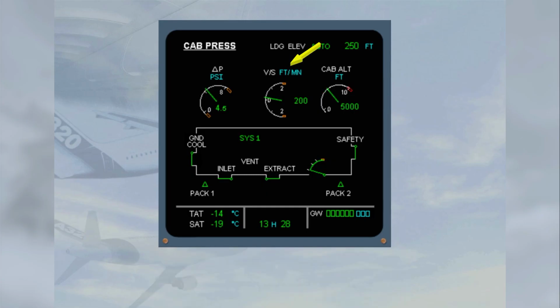The cabin vertical speed shows the rate of change in feet per minute of cabin altitude. For passenger comfort, the pressurization system will aim to keep this rate of change as small as possible. The cabin altitude is also shown. The vent, inlet, and extract indications are associated with the avionics ventilation system and will be discussed in a separate module.